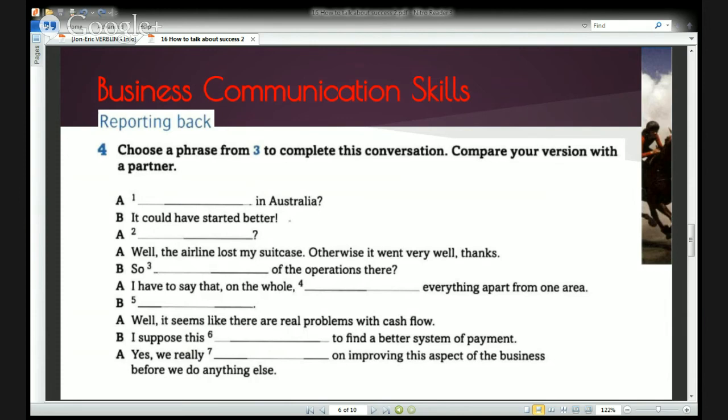So, what were your overall impressions of the operation there? Impression or impressions? Impressions. Absolutely. So what were your overall impressions of the operations there? Very good. That's it. So we're going to continue on with Ishmael and Luo.